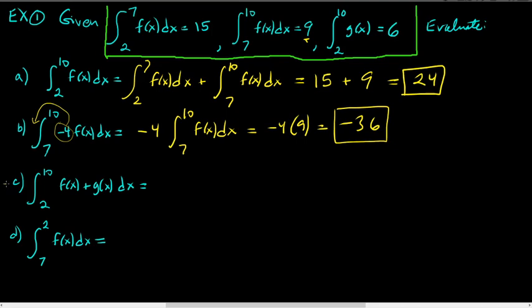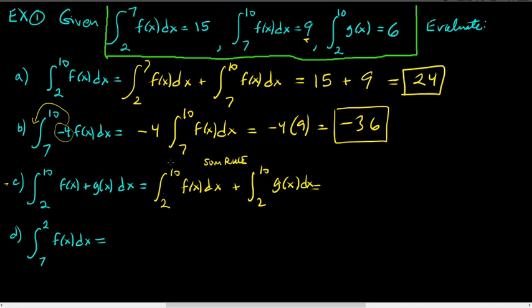All right, what about part C here? So for part C, we're going from 2 to 10 of f of x plus g of x. Well, that looks like the sum rule. It looks like we can split this up, going from 2 to 10 of f of x plus the integral from 2 to 10 of g of x. So this is by the sum rule, which allows you to do that. Oh, don't forget the dx. The dx is important there.